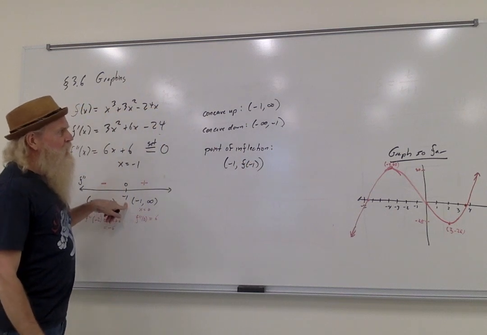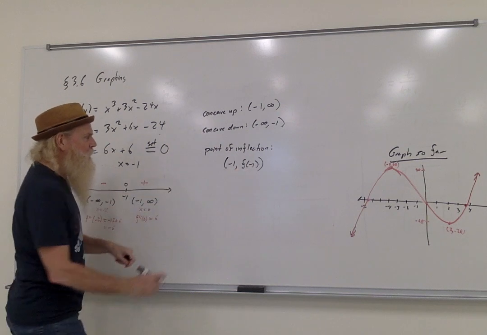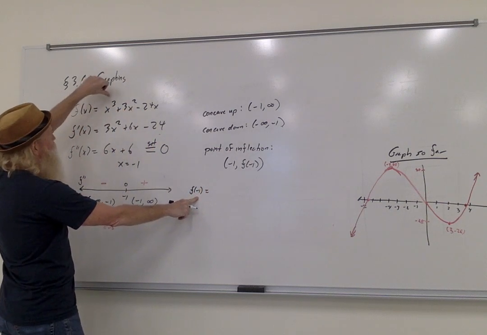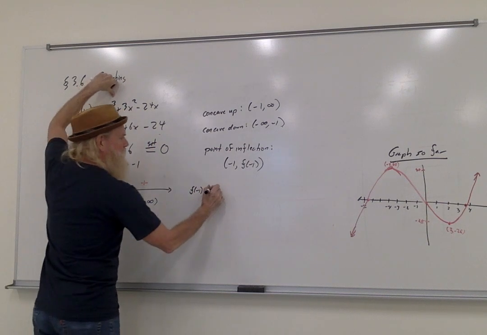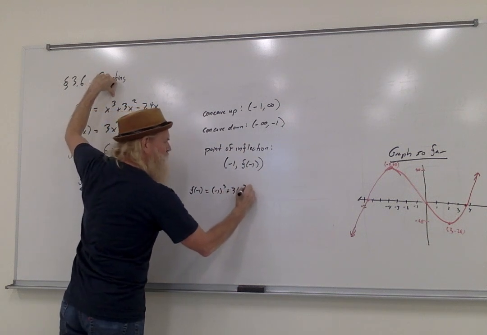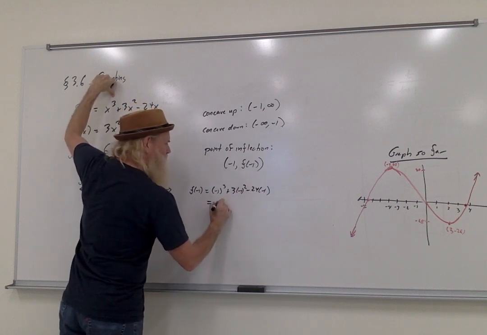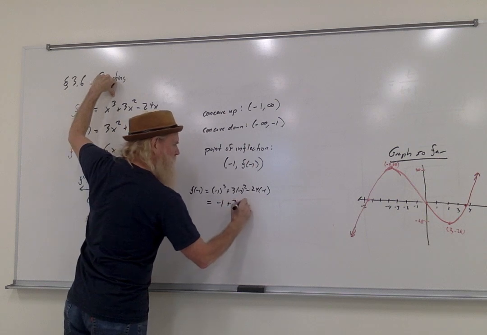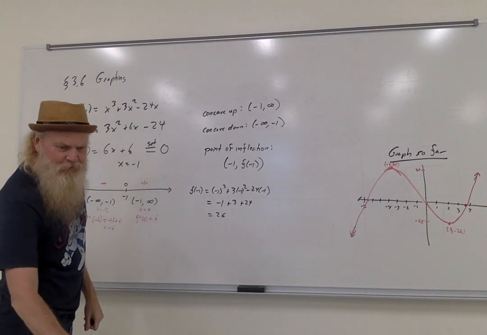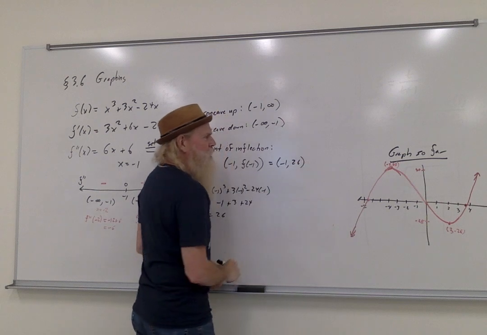And the last thing we need to do here is figure out what f of -1 is to get the y-coordinate at that point of inflection. Remember, to get the y-coordinate, you have to go all the way back to the original function. So that'll be -1 cubed plus 3 times -1 squared minus 24 times -1, which is -1 plus 3 plus 24, or 26. So the point of inflection is at -1, 26.